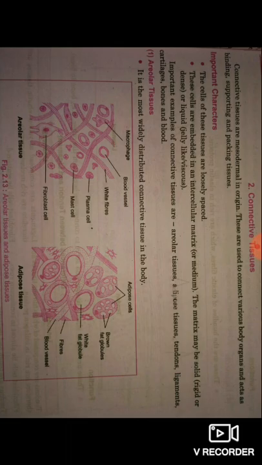Today I will discuss the second type of animal tissue, that is connective tissue. In the previous topic, I told you about connective tissue. The origin of connective tissue is mesoderm, and the major functions of connective tissue are support, protection, shape maintenance, and immunity storage. Connective tissues are mesodermal in origin. These are used to connect various body organs and act as binding, support, and packing tissue.